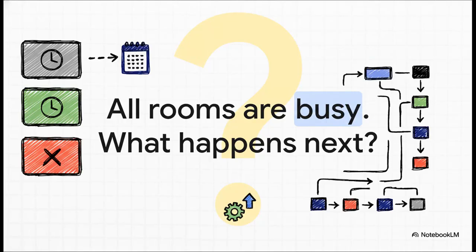And here it is, the moment of truth. Meeting D arrives requesting a start time of 6. We check our logbook. Room 0 is busy until 10. Room 1 is busy until 7. For the first time today, we have a traffic jam. There are no available rooms. So what does our system do? Does it just give up?